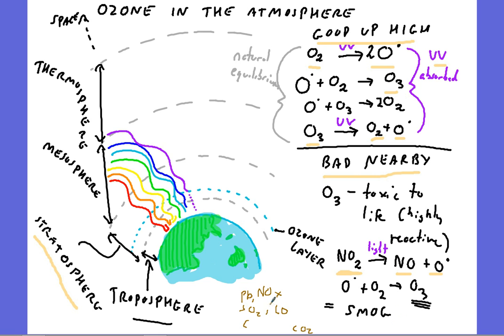We also looked at some other pollutants in the atmosphere. We looked at lead, nitrogen oxides, sulfur oxides, carbon monoxide, carbon soot, and carbon dioxide in this topic too as pollutants. We study each of those in more detail in other focus areas.